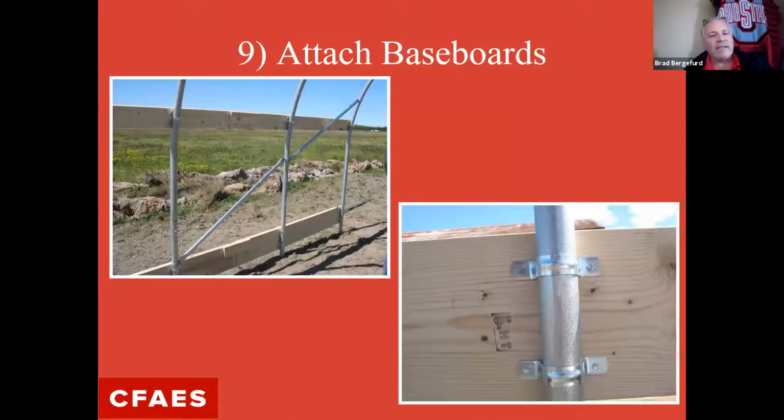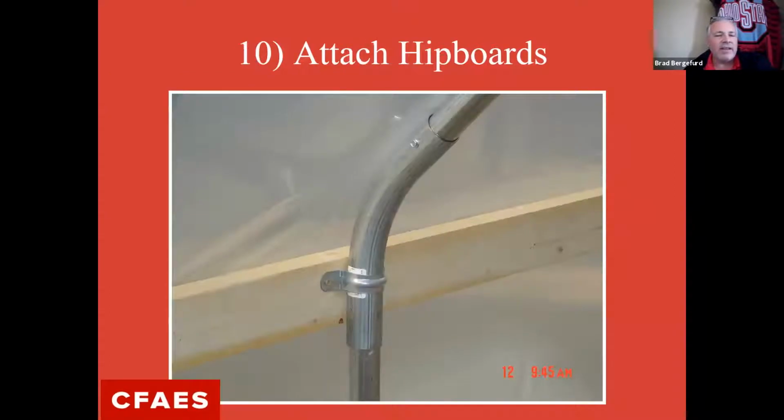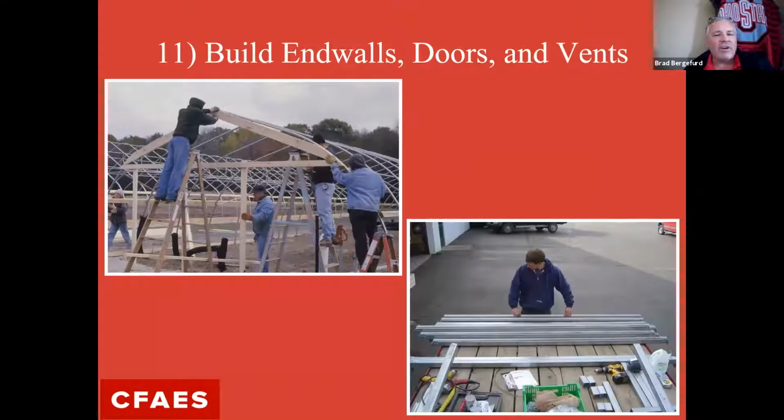Then we go ahead and use our 4x6 baseboards to help hold the bottom all together. And again, that can either be polywood or treated lumber. And then go ahead and attach our hipboards. Then we build our end walls, doors, put in vents, lots of vents.